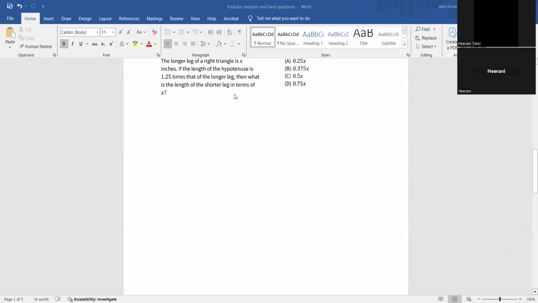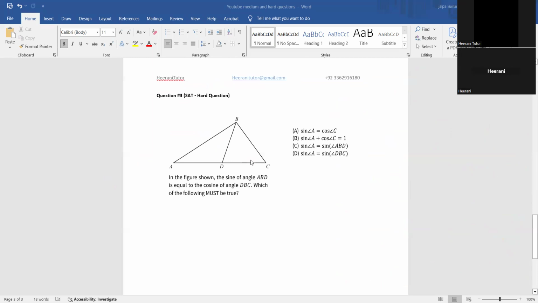Let's move to our third and a hard question. I was trying to do these questions with one of my students from USA. She was not able to crack it, although it was a less than 1 minute question, but it was hard. In the figure below, the sine of the angle ABD is equal to the cosine of angle DBC. Which of the following must be true?